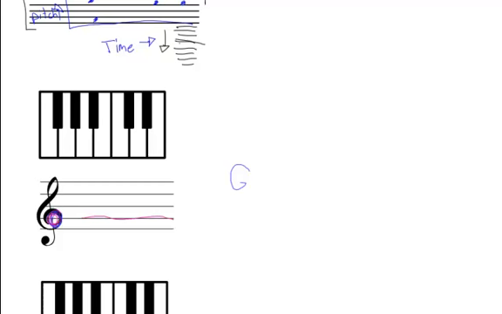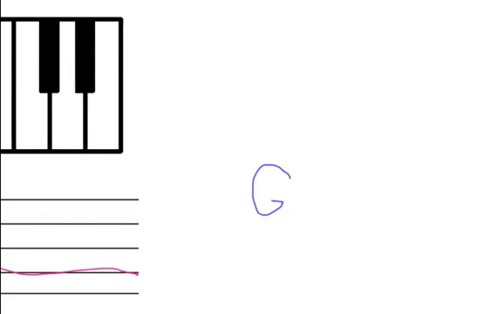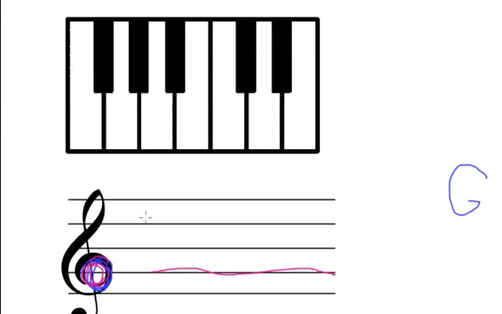Now, there's a lot of people that tell you little sayings that you can say to yourself, like to memorize the spaces, it's F-A-C-E, face. And then someone teaching theory will also say you can remember the lines by saying, every good boy deserves fudge.